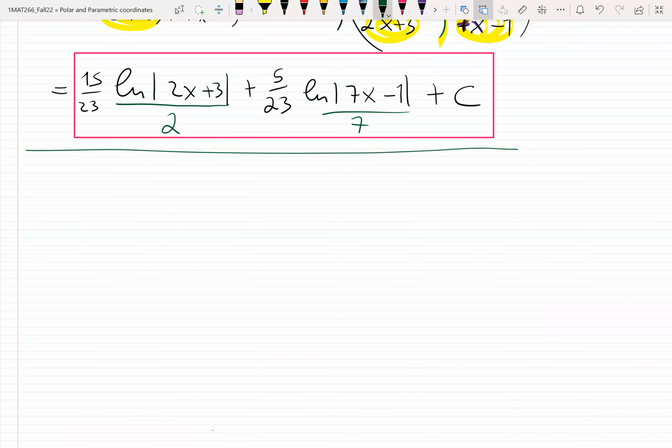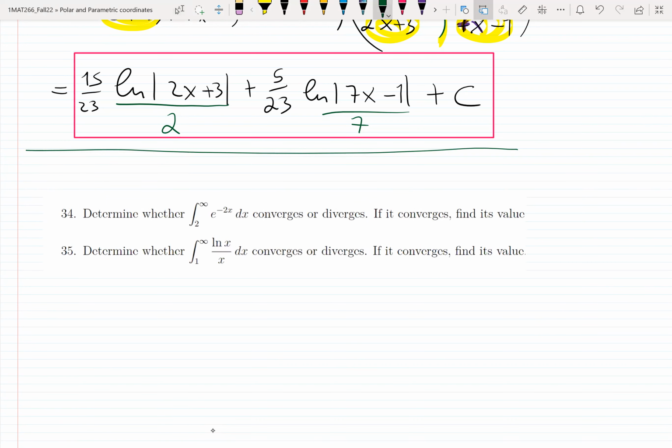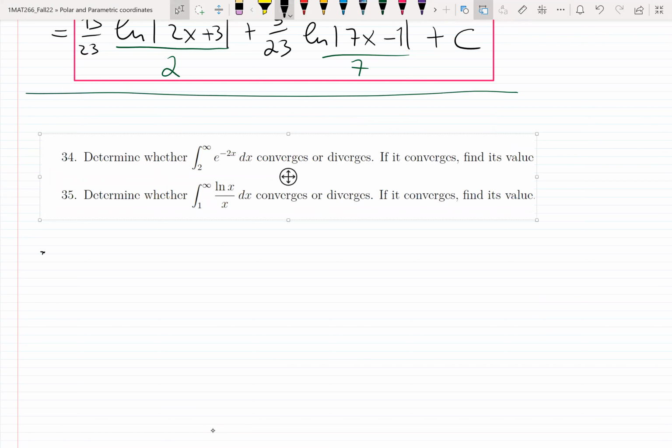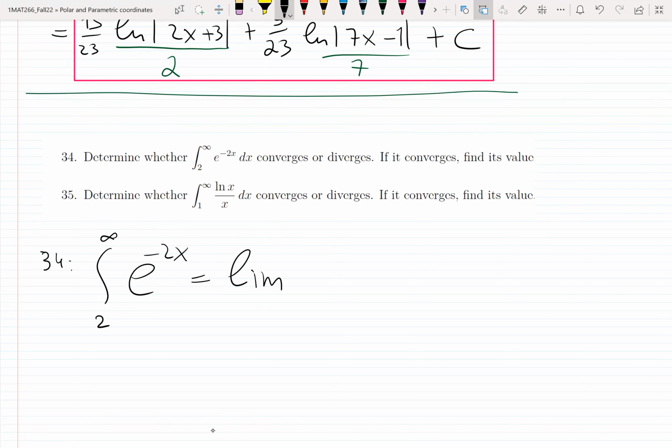Improper integrals, you use limits. And then you need to know how functions behave at infinities. So, at infinities, minus infinities, and zeros, for example. So for 34, it goes from 2 to infinity, e to the minus 2x is an improper integral because I see infinity, and because it's not definite, it's not defined. So to define this integral, we need to use limits.